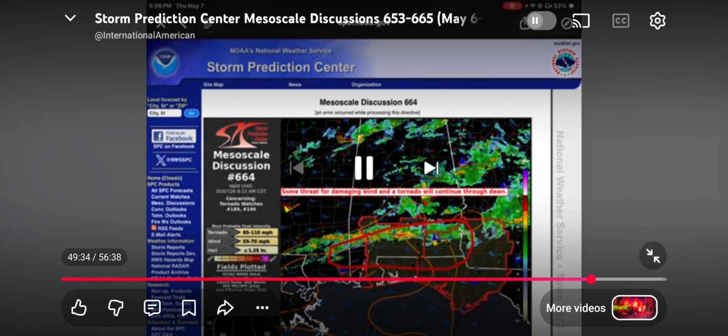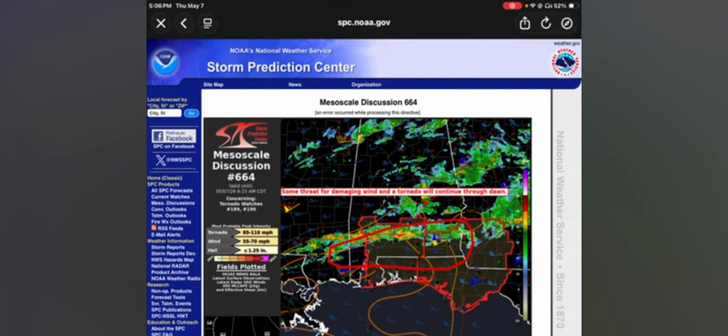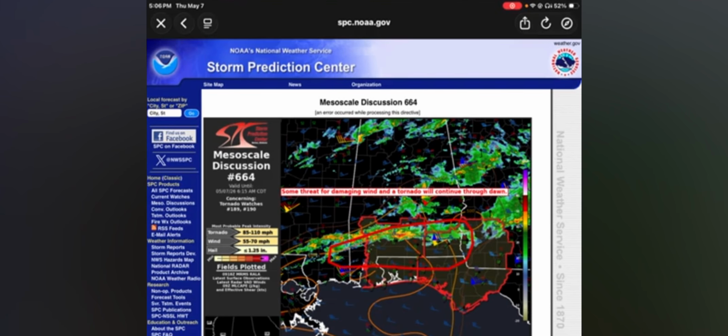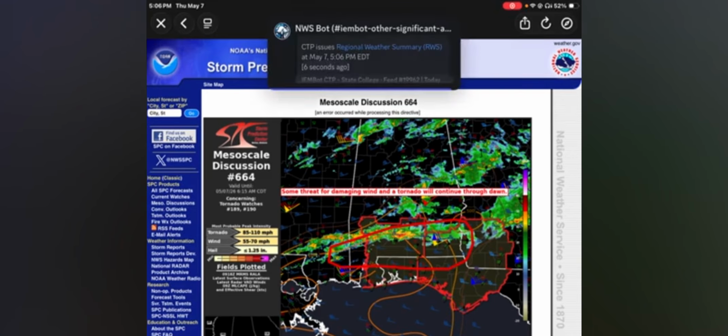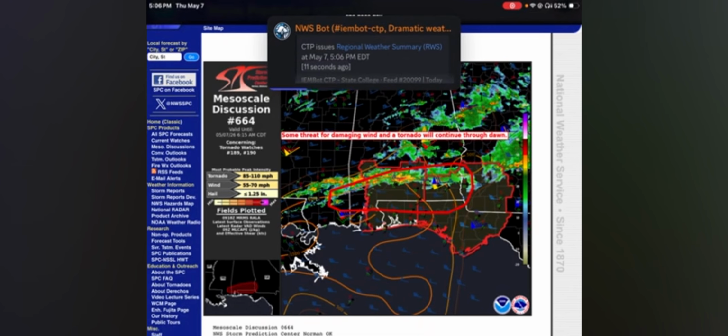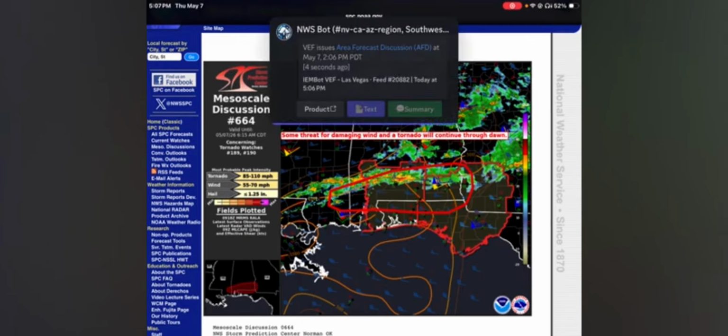Some threat for damaging winds and a tornado will continue through dawn. So, the severe weather complex again is moving south, and the Storm Prediction Center did issue a downstream tornado watch for southeast Alabama, southwest Georgia, and the panhandle of Florida, the central and western part. Concerning tornado watches numbers 189 and 190: tornado 85 to 110, winds 55 to 70, hail less than or equal to 1.25 inches. Fields plotted: radar, observations, VID winds, CAPE at 4 a.m., and effective shear.